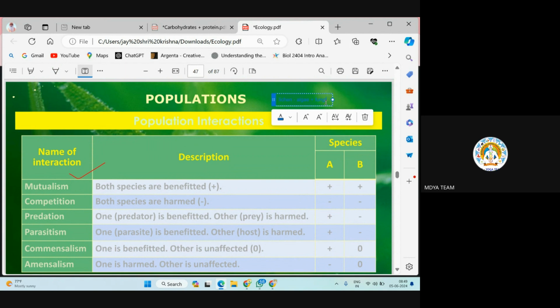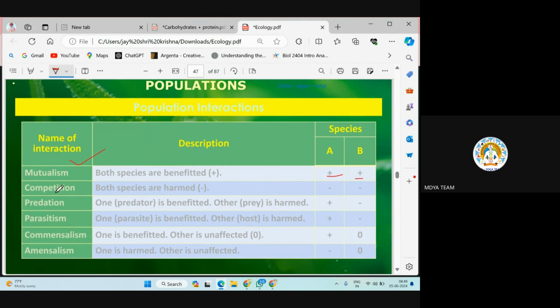Yeah, very good. The crane which are eating some insects from the cow, or you must have seen some pictures of crocodiles there. They open their mouth and some birds are eating some raw material stuck between their teeth or something. So these all are example of mutualism. Both species are benefited. Plus plus. Competition. Competition means both species.